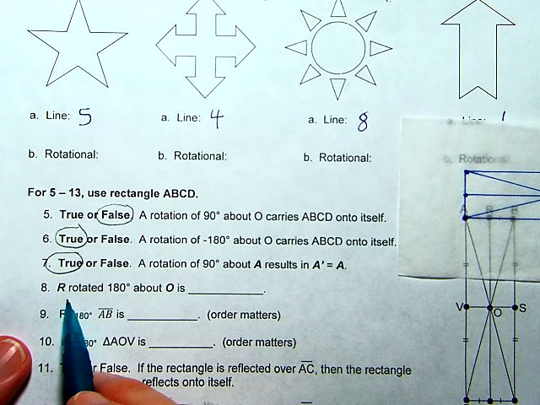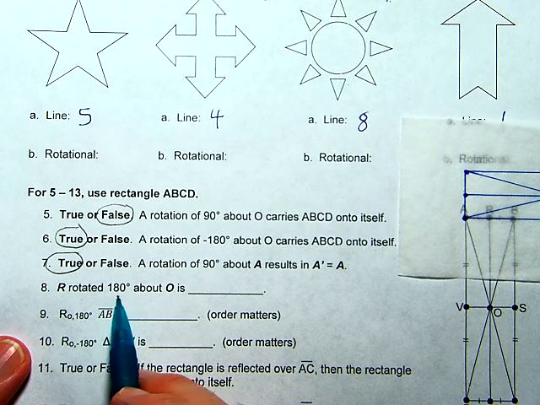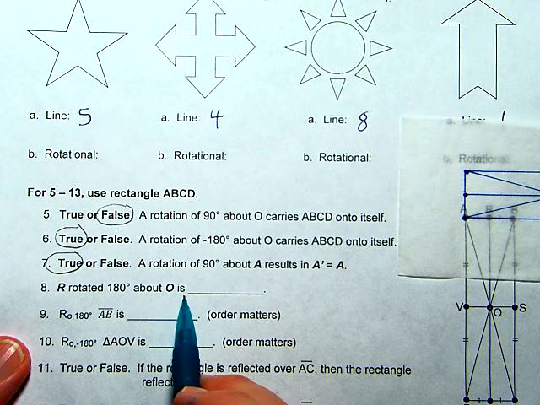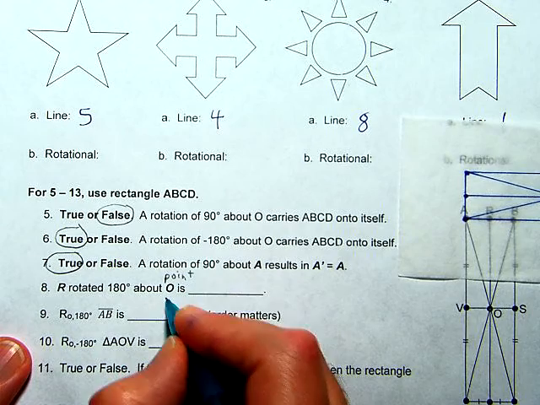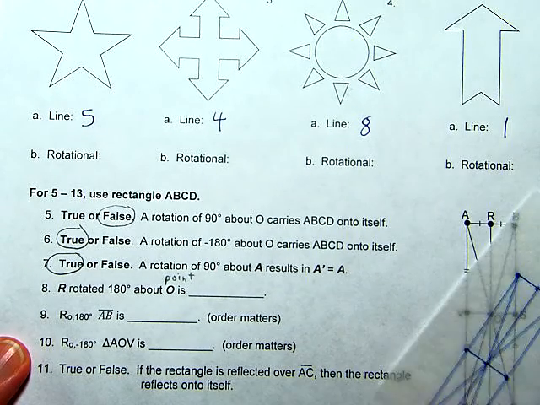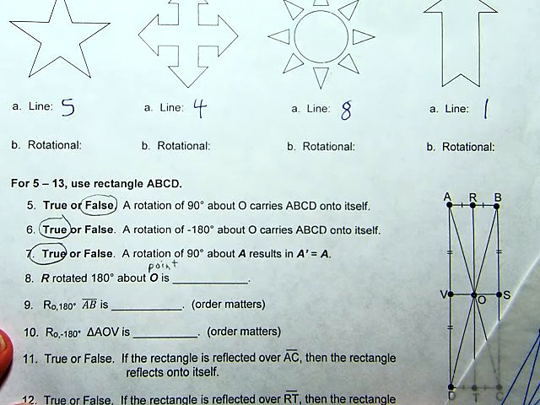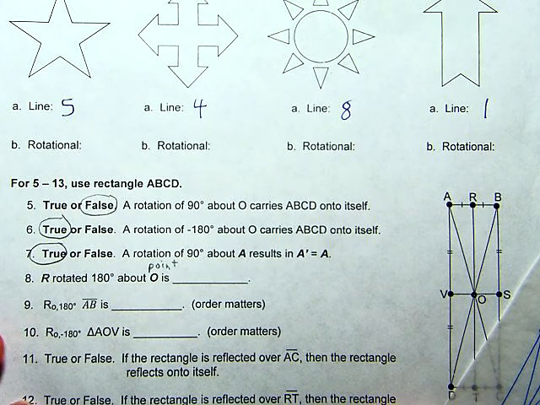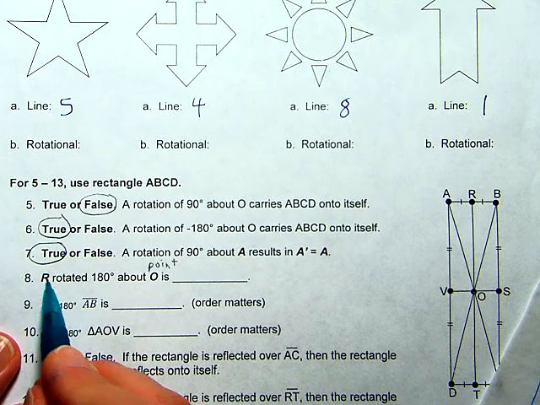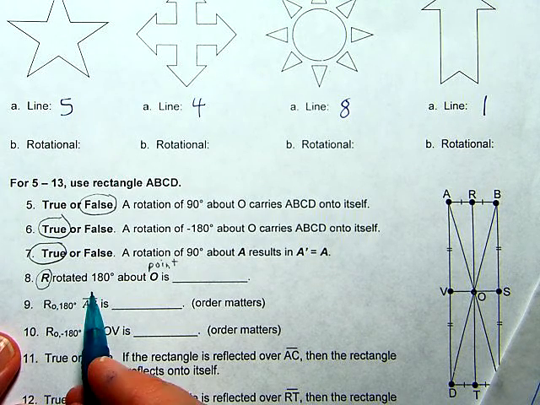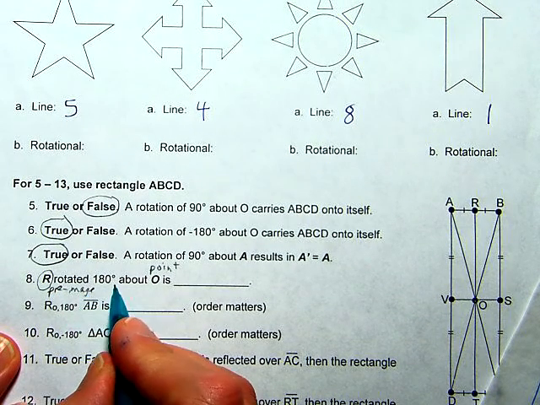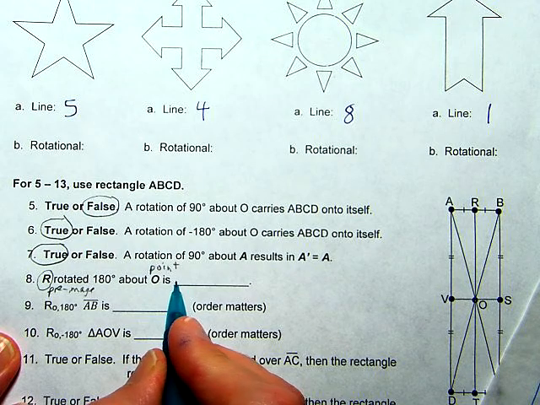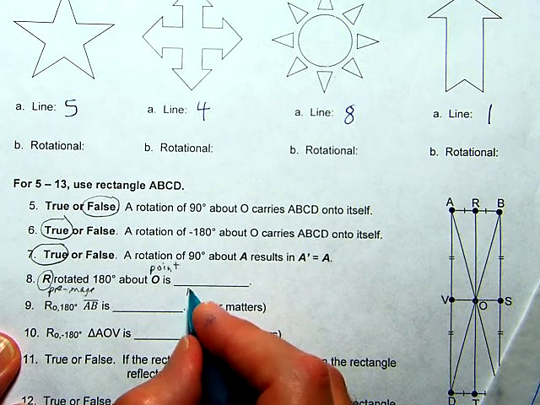Let's look at problem 8. R rotated 180 degrees about O is. About O. Very important, so I almost made a mistake there. It's point O, not 0. So R is rotated 180 degrees around point O. What is it? What is being implied by this question is that R is the preimage. After it's rotated 180 degrees about O, what is it mapped into? What is the image going to be?